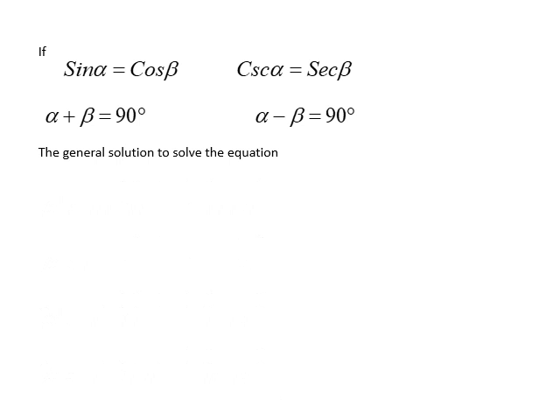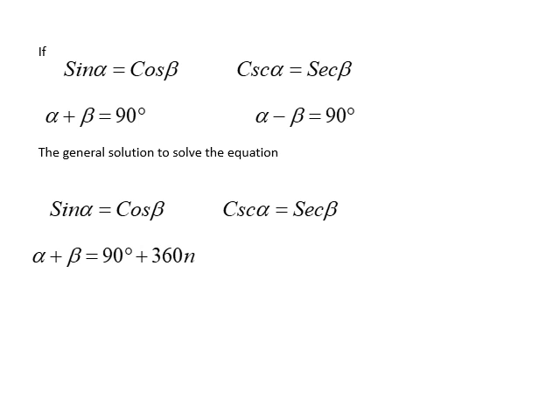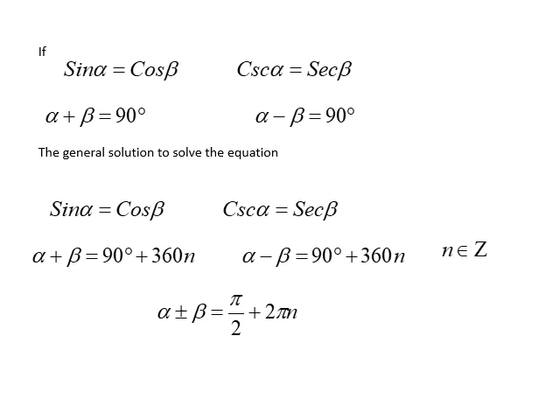If you need to find the general solution for the equation sine equals cosine or sec equals cosec, that means first the sum of the two angles, alpha plus beta, equals 90 plus 360n, and or alpha minus beta equals 90 plus 360n. Or I can say that alpha plus or minus beta equals pi over 2 minus 2 pi n.